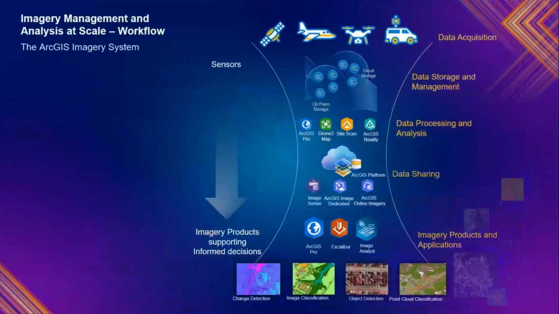So, image management and analysis at scale. We've talked about how the data can be acquired, a little bit about how it's stored, how we can process the data, how we can share the data, and create the different products that can then be visualized and analyzed. So it really is a flow of getting the imagery from its source to the end user, as a person or a computer.